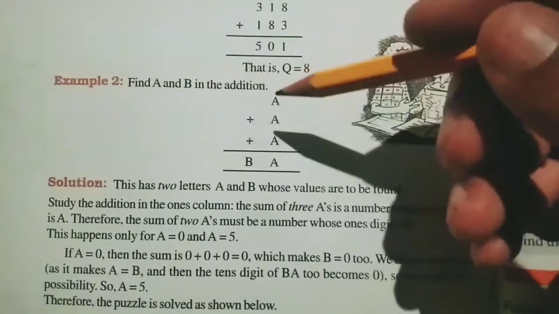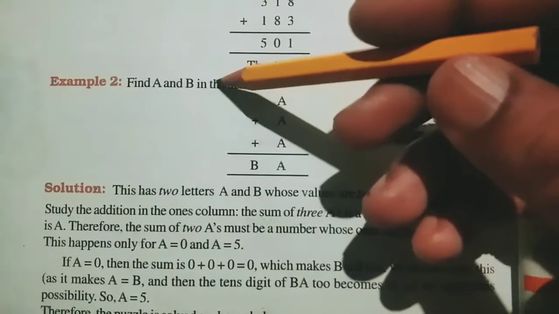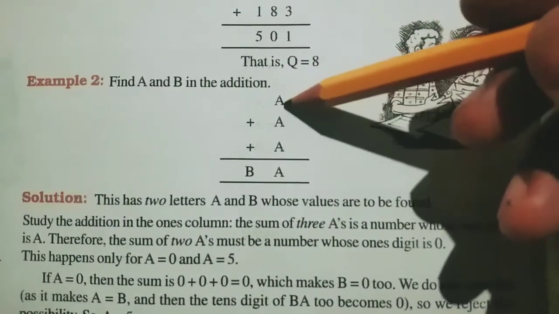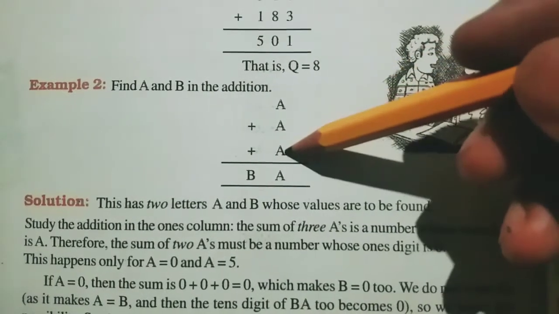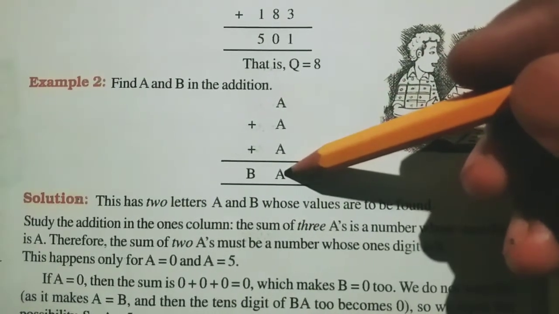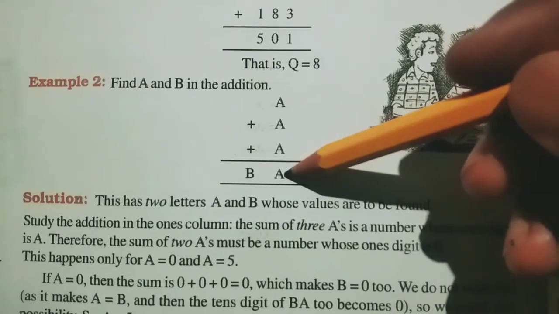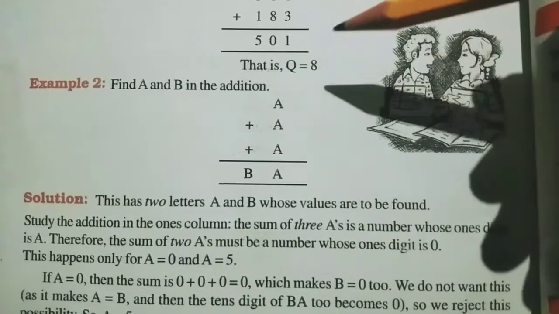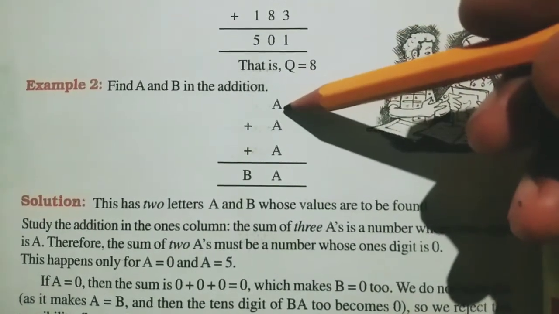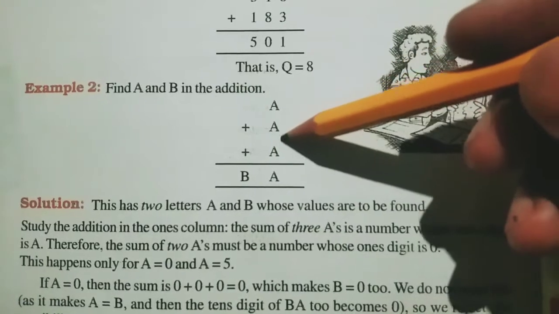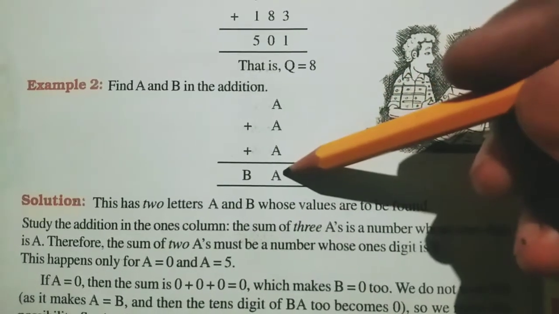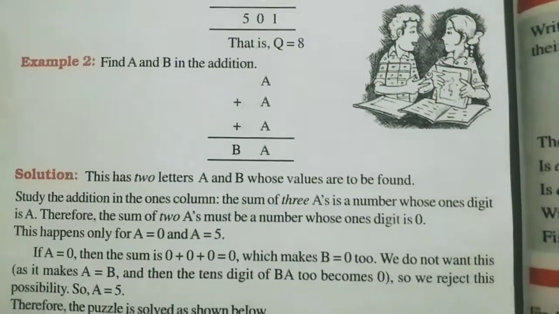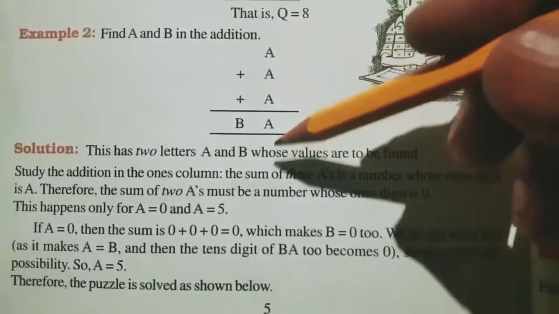So today we'll see example number 2. Find a and b in this addition. Here you can see a plus a plus a, 3a are there. When you add 3a, again the answer is coming a in the ones place, ones digit, and here b. So you have to find the value of a and b. You have to think, you have to apply your logic. What number you add, the same number added, so that the answer also will be the same. So there are how many cases? Let's see. There are two letters given, a and b.